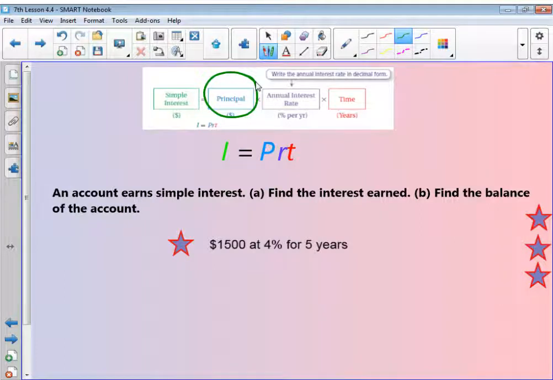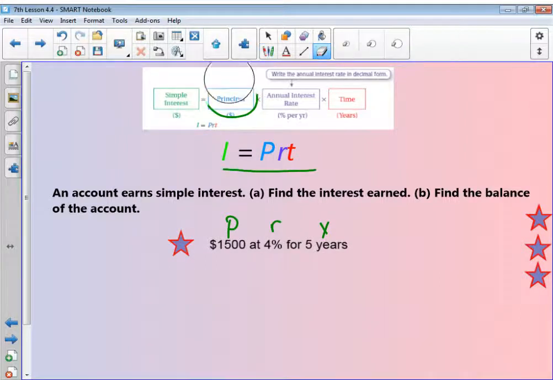So it says an account earns simple interest. Find the interest earned and then find the balance of the account. So we're going to use this equation. We have $1,500 at 4% for 5 years. So our $1,500 is our principal, our 4% is our rate, and our 5 is our number of years. Now we're just going to plug that information into this equation.